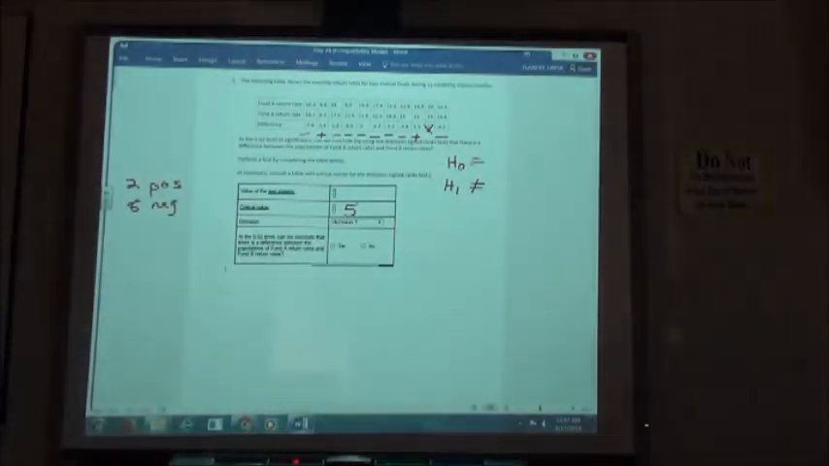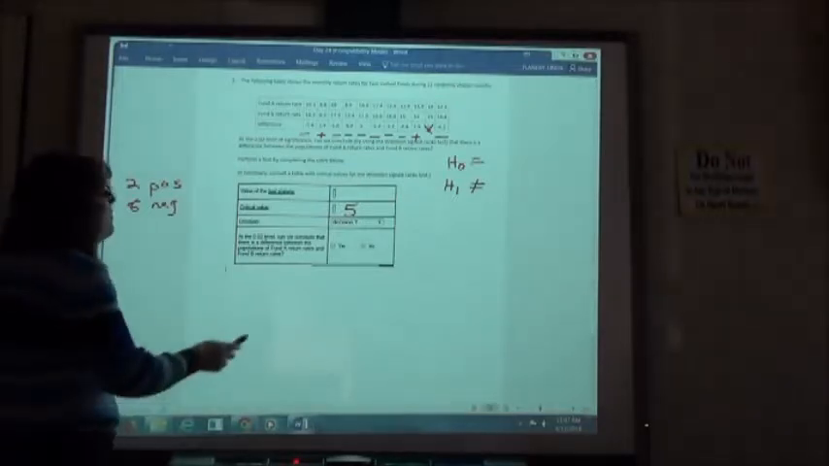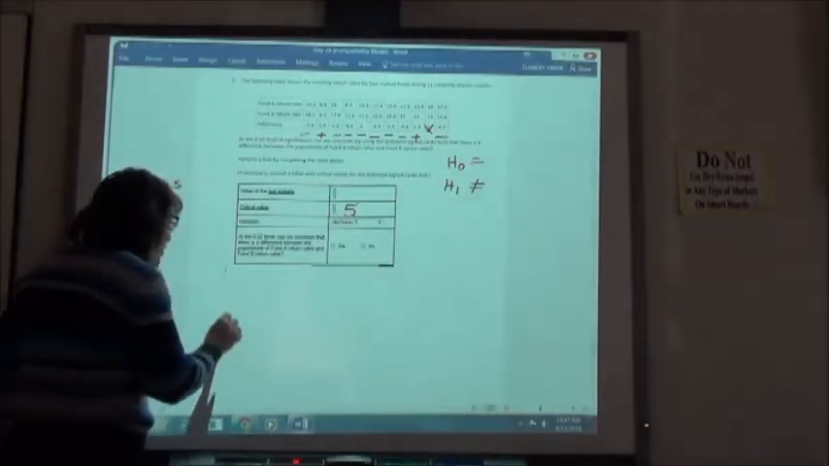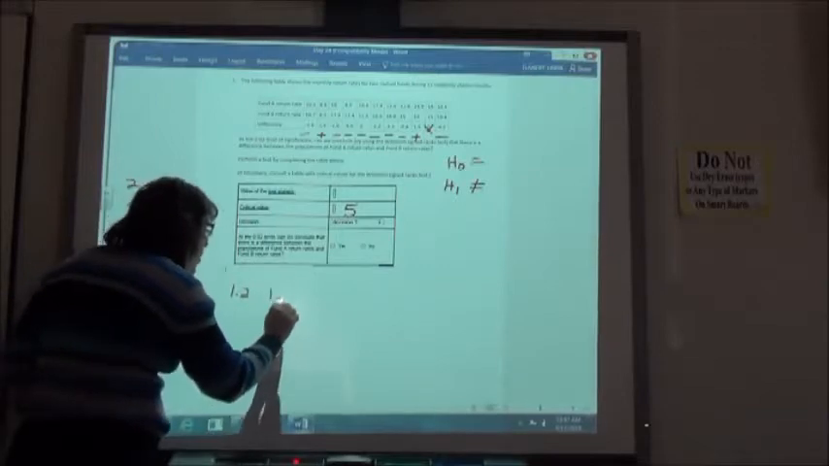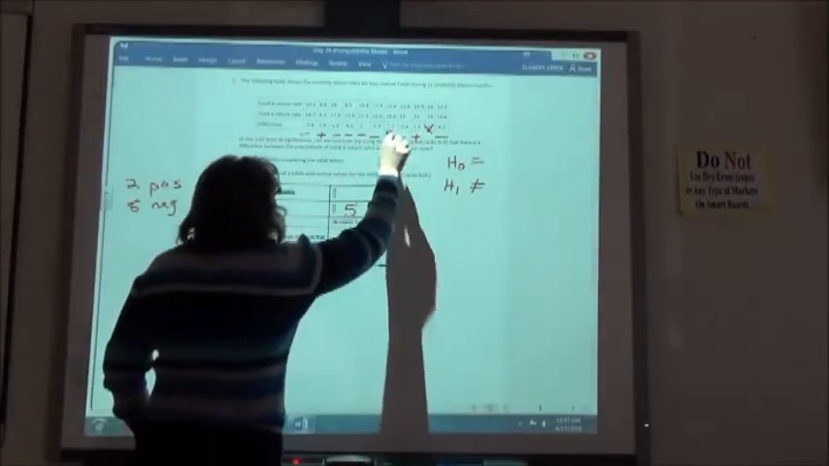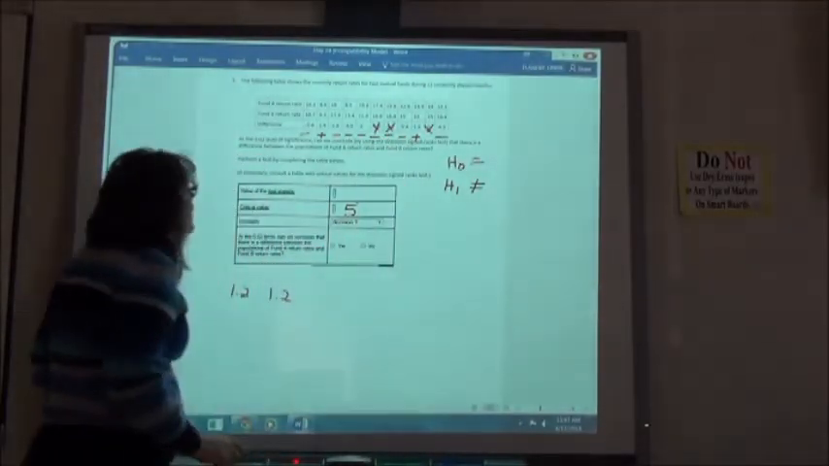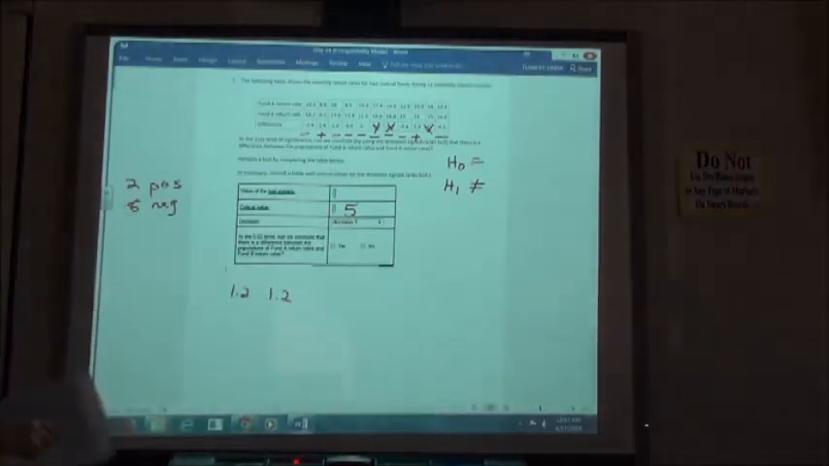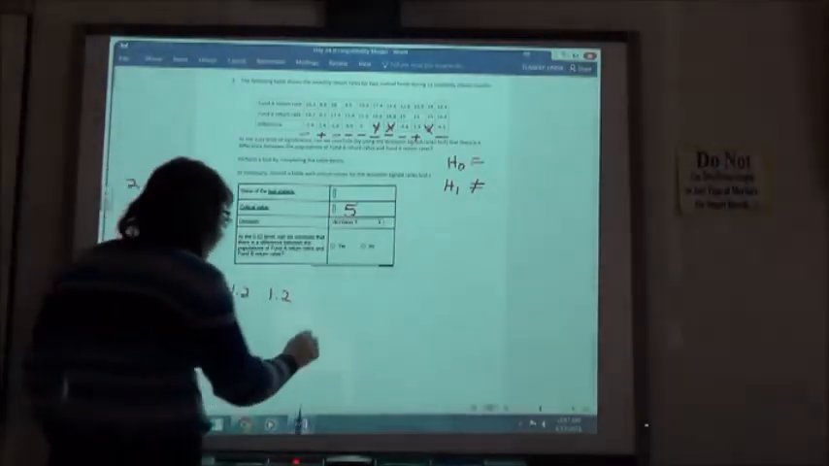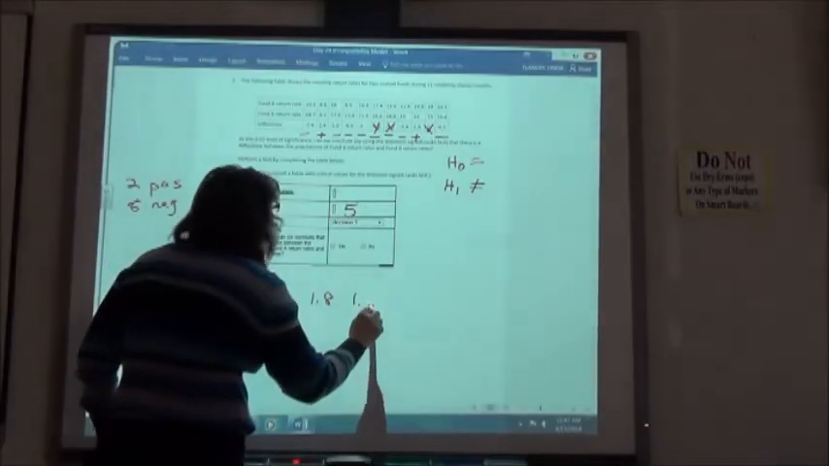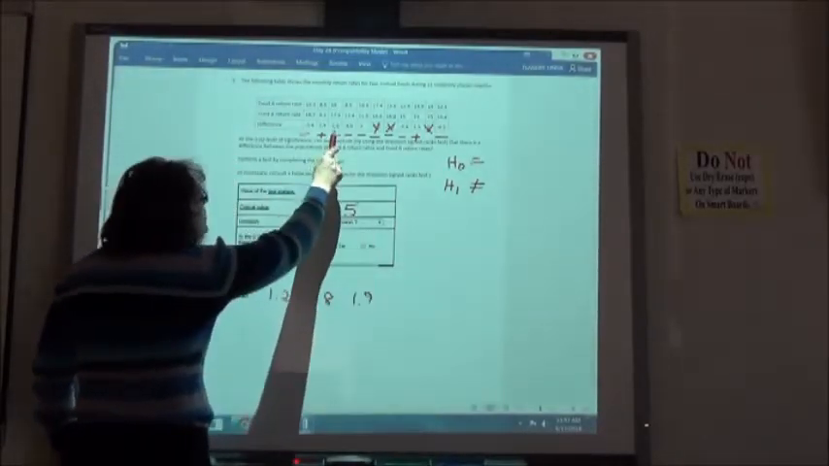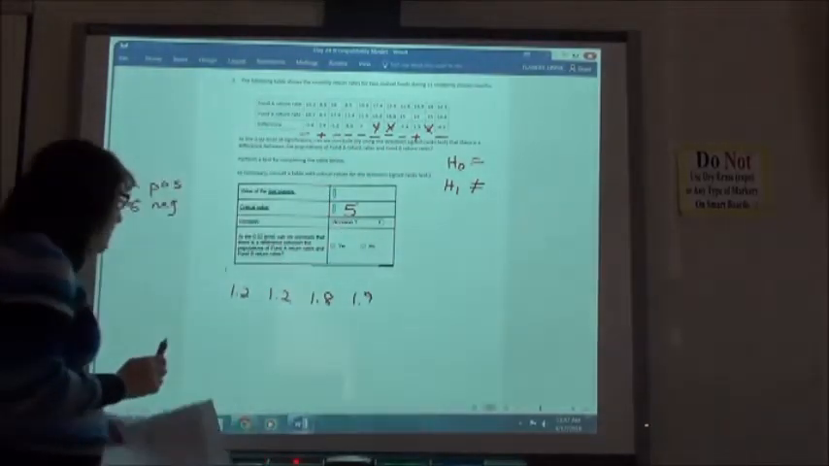We said on the rank test, we have to put them in order from smallest to largest, ignoring the signs on there. So if I do those, I've got my smallest number 1.2, 1.2, 1.2. Both of those are negative. My next number there, I'm going to have 1.8 and 1.9. 1.8 was negative, 1.9 was positive.